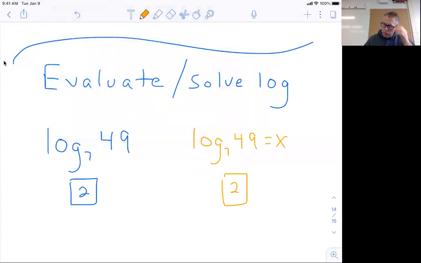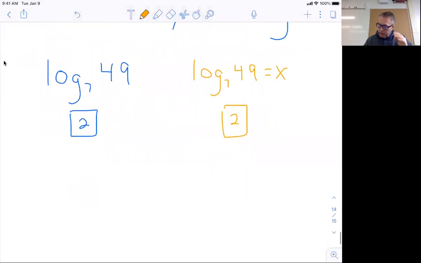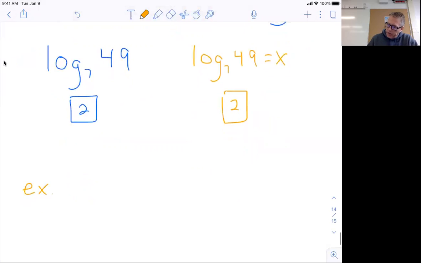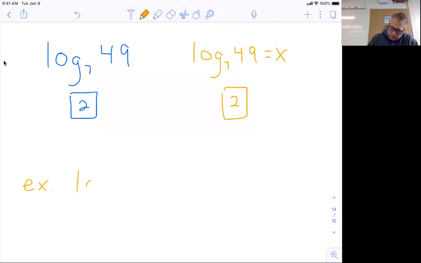Now, let me give you a different, similar, but written a little bit differently. So if we had log base 7 of x is equal to 2. So now we're trying to solve for x.